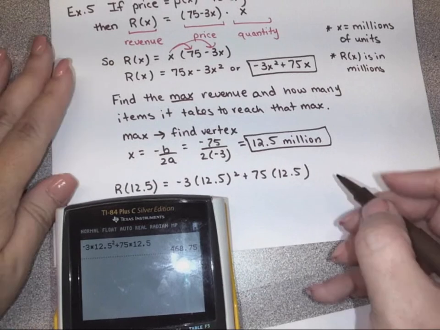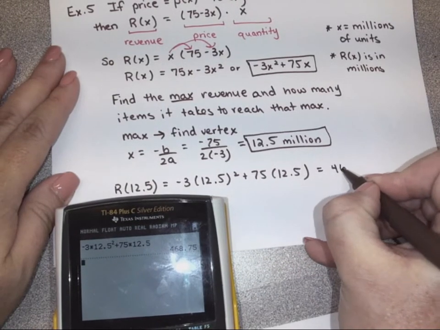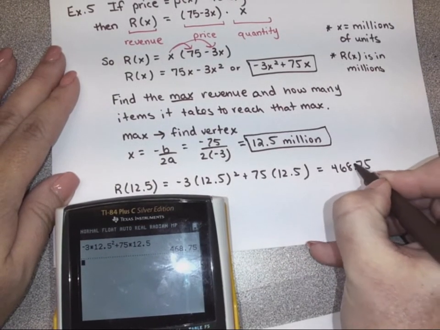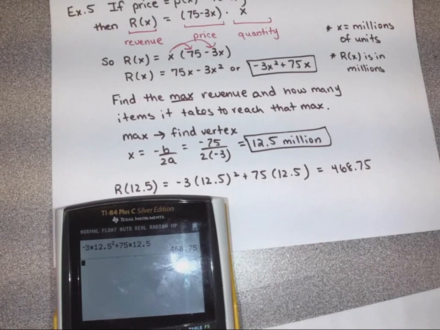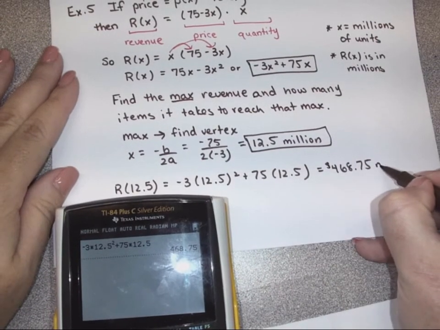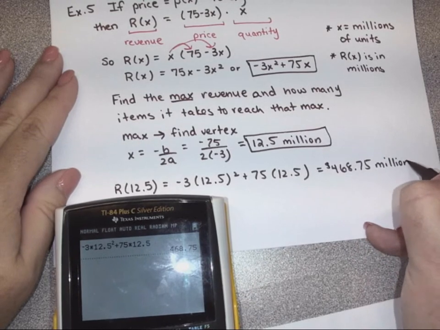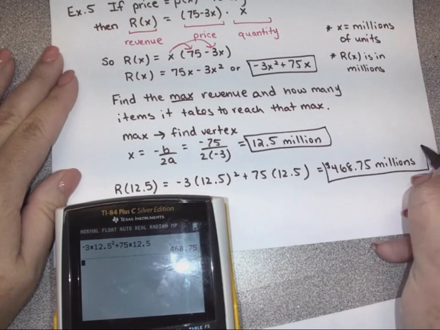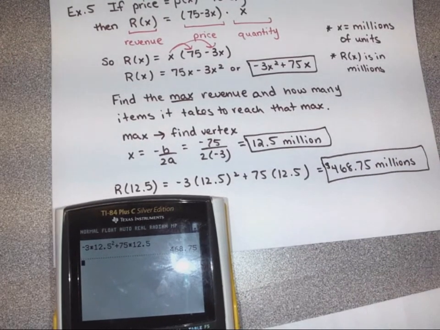And then notice we get 468.75. Okay, but since it's revenue, what do I need to remember? It's money, first of all, and that it's what? Millions. And it's definitely important that we write the millions, right? Because the difference between $468 and $468.75 million is kind of a lot, okay?